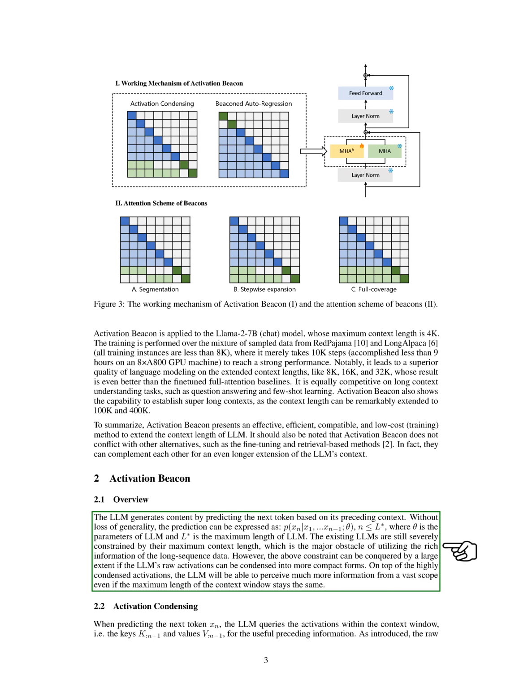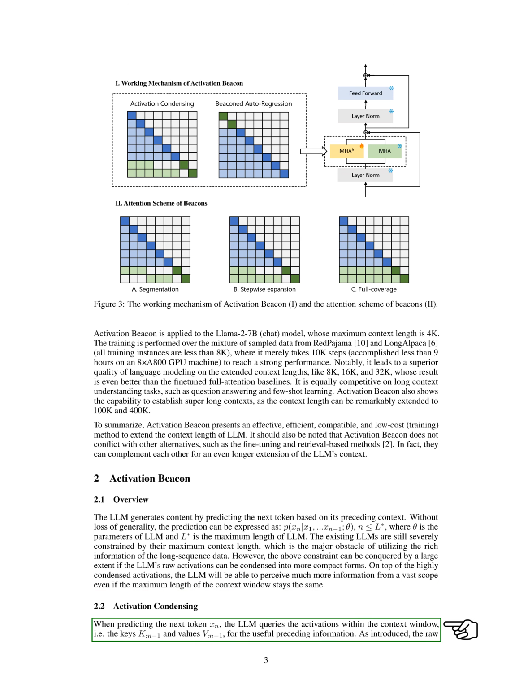However, current LLMs are limited by the maximum length of context they can consider, which hinders their ability to use information from long sequences of data. We propose a solution to this problem, condensing the raw activations of the LLM into a more compact form. This way, the LLM can process more information even if the maximum length of the context window remains the same.